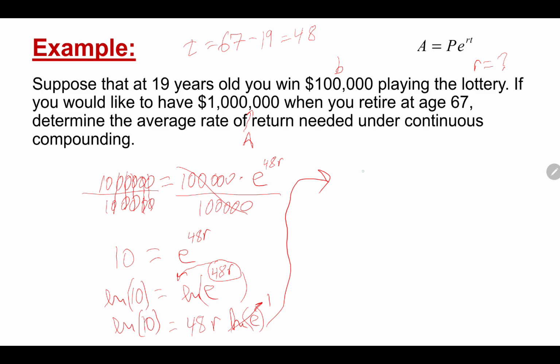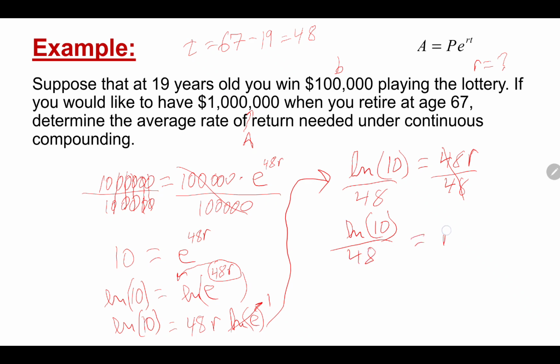So ln of 10 is equal to 48r. I want to know r, so I'm going to divide by 48. Divide this side by 48. That filters off. So ln of 10 over 48 is equal to r. And then I really just need to plug that in the calculator and I will get some approximation.